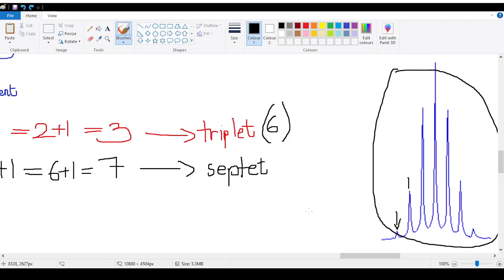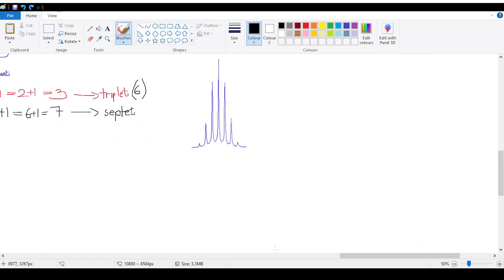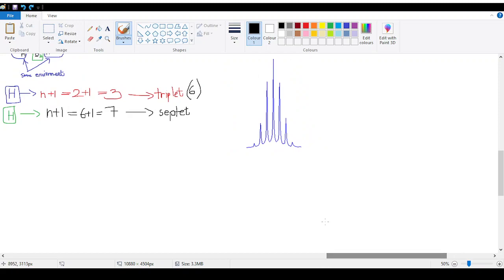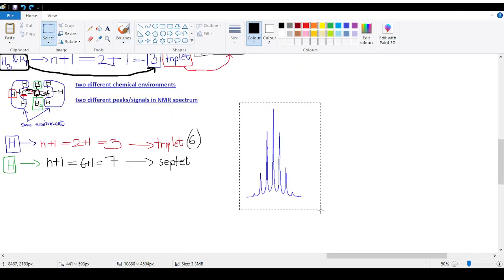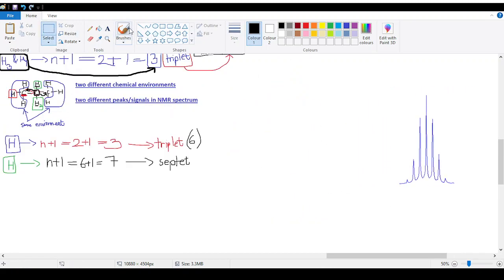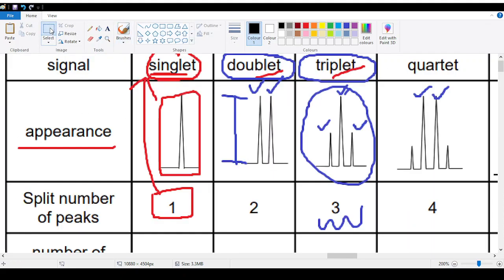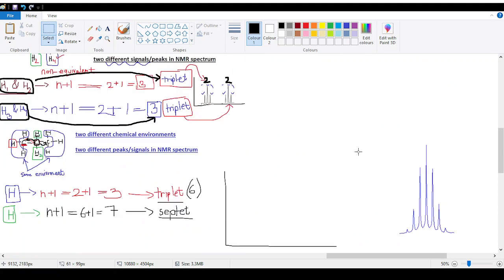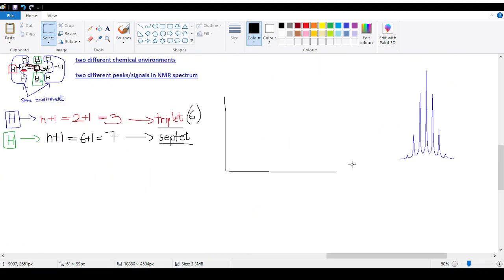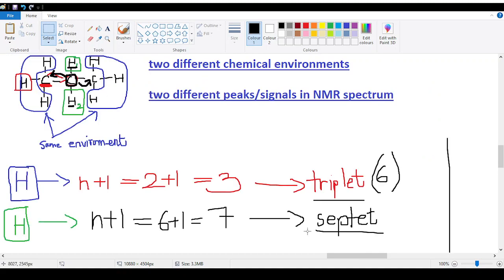Now, if you want to look at a graph, the graph will have a triplet and a septet, right? One triplet and one septet. So we know what a triplet looks like. Triplet looks like that. So you will have a triplet and a septet. Now we have to understand what the height should be.